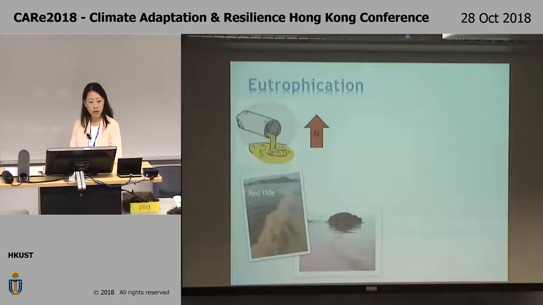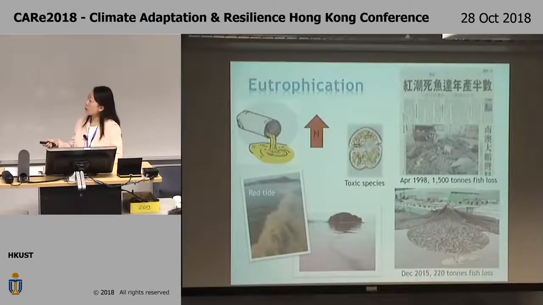And then how about eutrophication? Regarding the formation of red tide, the increase in nitrogen is one of the factors contributing to it. The red tide can be formed by toxic species, meaning that these species will kill the fish. We had the first serious red tide event in April 1998. It swept over all the fish coastal zones in Hong Kong and killed 1,500 tons of fish. And then not long ago, 2 to 3 years ago, we were hit by another fish-killing red tide in Tolo Harbour, resulting in 220 tons of fish loss.